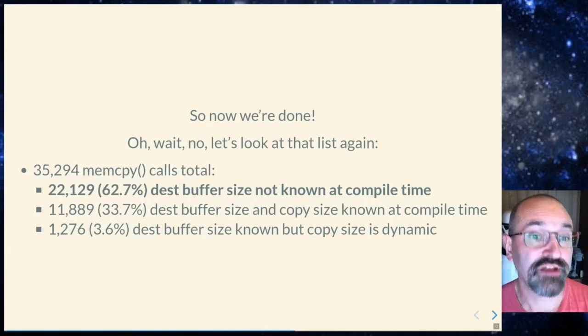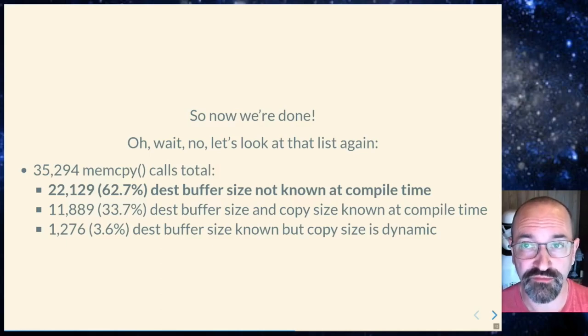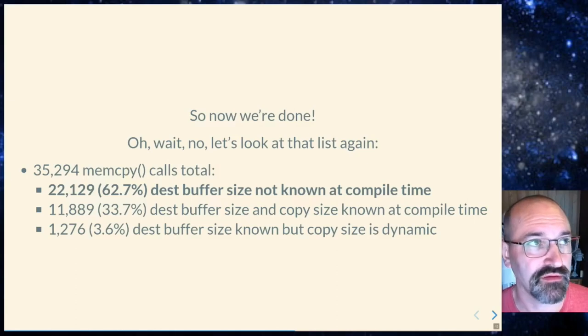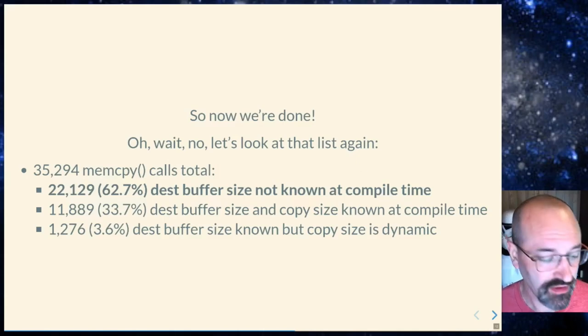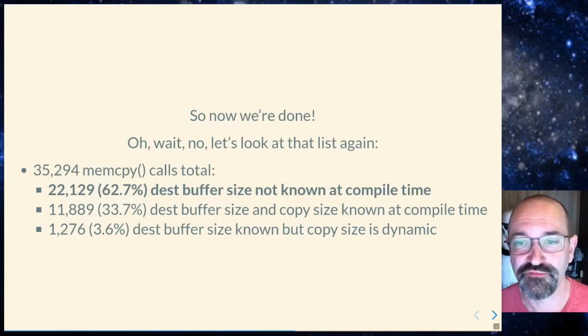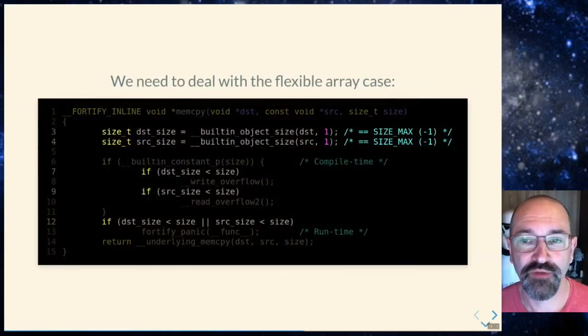We also had those 22,000 cases where the destination buffer size isn't known at compile time, where built-in object size inside memcopy says -1. I don't know what this is. I can't know it for whatever reason. And I hinted at that earlier on when I was talking about the first vulnerability that changed its array indexing from a fixed size array to a flexible array. That's sort of the situation this is, except of course that was just for the UBSAN. So what are we going to do about this?